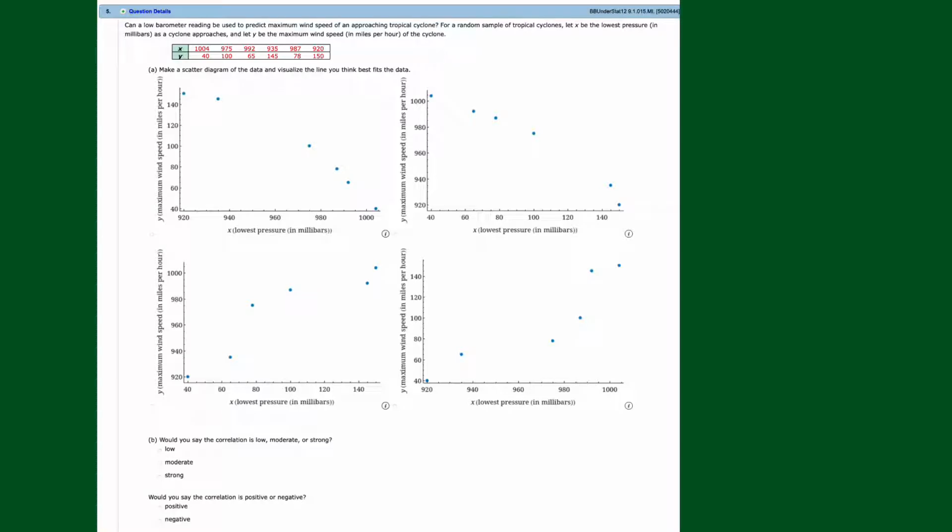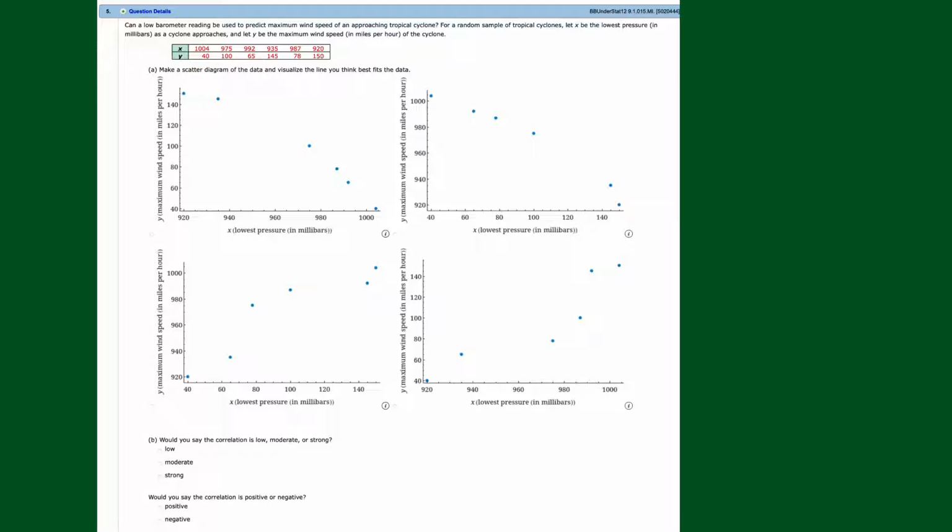Section 9.1, problem 5. Can a low barometer reading be used to predict maximum wind speed of an approaching tropical cyclone? For a random sample of tropical cyclones, let X be the lowest pressure as a cyclone approaches, and let Y be the maximum wind speed. All right, so here's our X's, here's our Y's.